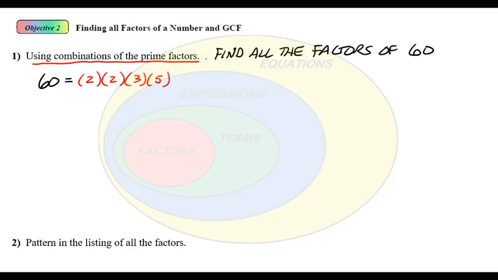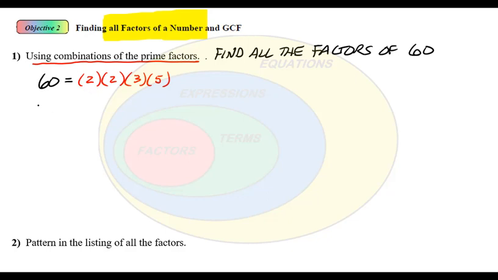All right, so now we want to find all the factors of a number. We found how to find the prime factorization of a number, 2 times 2 times 3 times 5. But factors of the number then must include just these prime factors. So what we're going to do is take combinations of these prime factors.